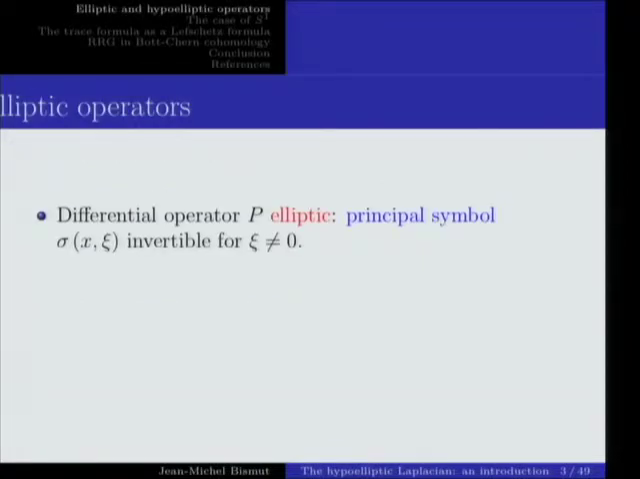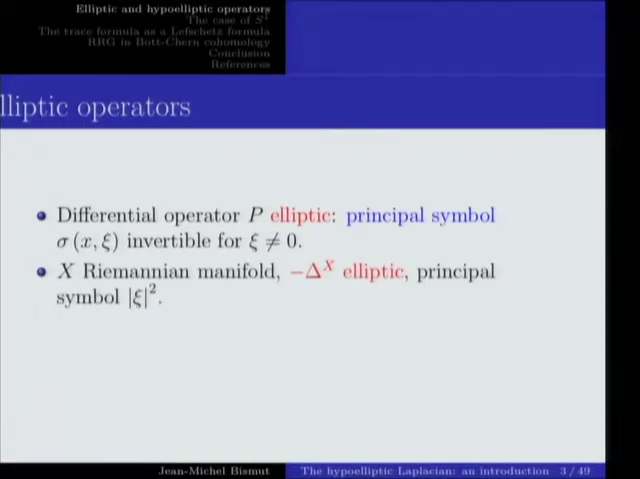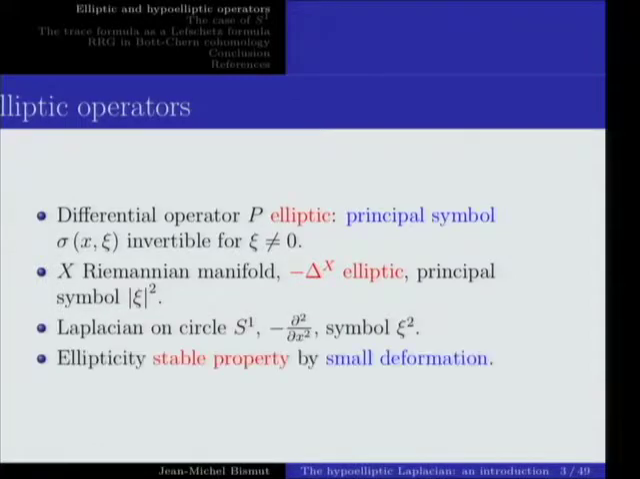Okay, so first of all, elliptic operators. As you know, a differential operator P is elliptic if its principal symbol sigma of x and xi is invertible for xi non-zero. The principal symbol is very easily obtained from the operator itself. Let me give you the basic example. If X is a Riemannian manifold, and you take delta X to be the Laplace-Beltrami operator, then minus delta X, with a proper sign, is an elliptic operator whose principal symbol is xi squared. Another example is the Laplacian on the circle, a special case with symbol xi squared.